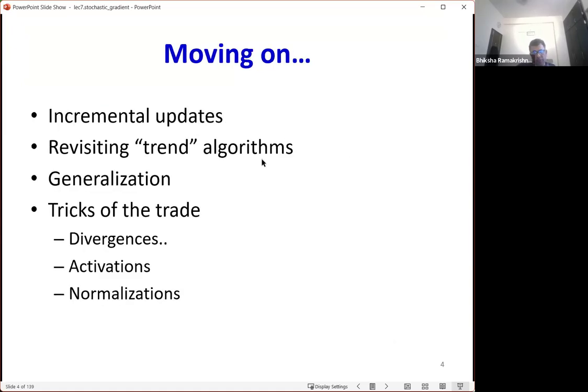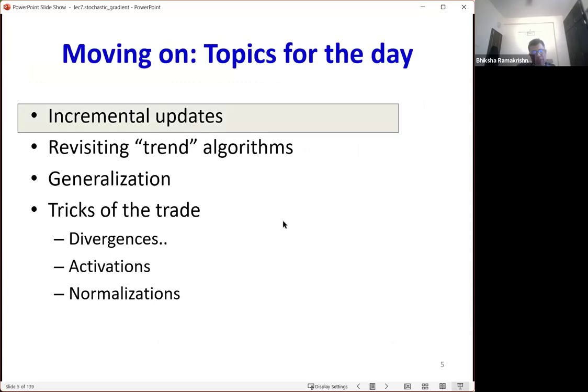So moving on, here are the topics for today. We're going to look at incremental updates, and we'll revisit momentum algorithms. We'll look at generalization and other tricks of the trade in the next lecture. So let's start with the first topic, incremental updates.